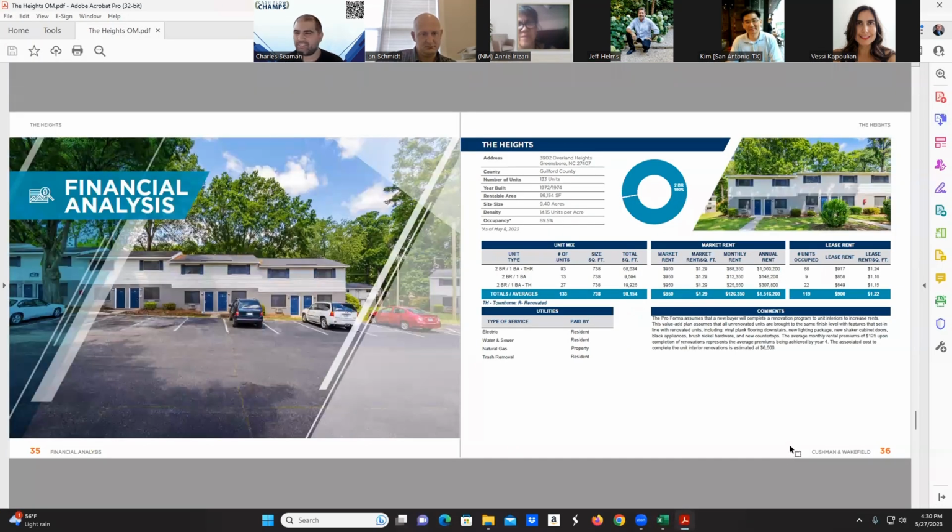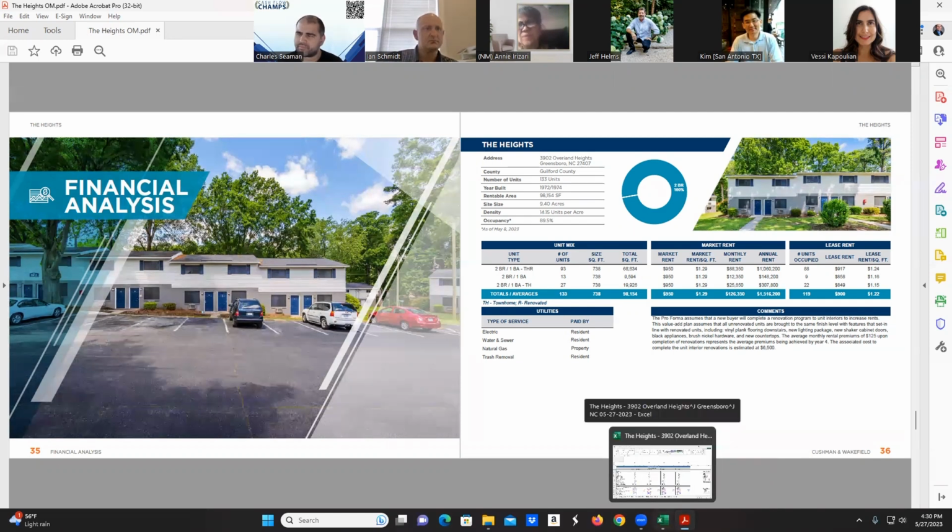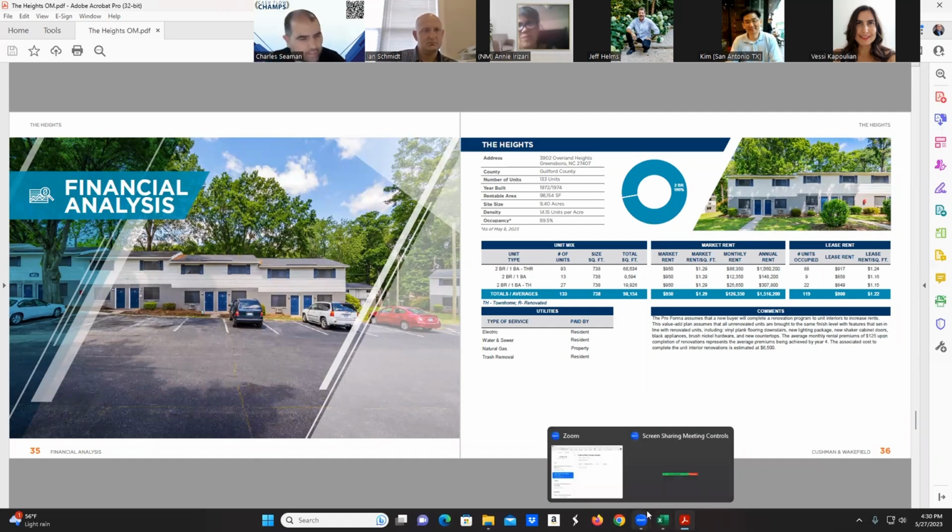So just Charles? Yes, Tim. Does the $1 million include parking lot, asphalt, roofs also? Right. So it can definitely include those things.